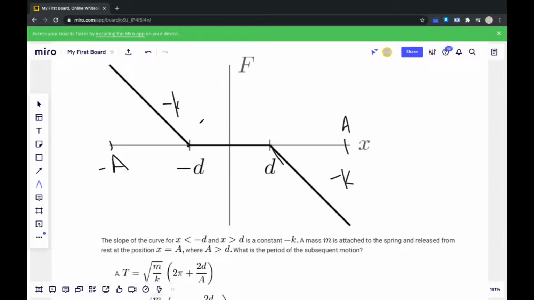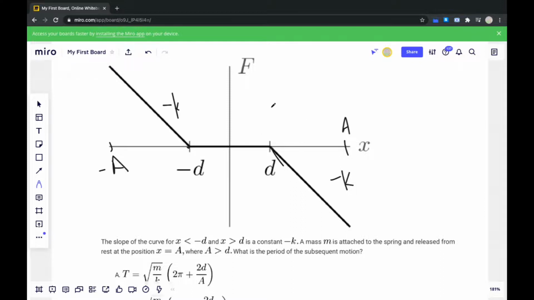So we can split this into two different parts, the diagonal parts and the straight part. Let's start out with the diagonal parts. If we look closely, this diagonal part closely represents the normal F versus x graph of a spring undergoing simple harmonic motion. It's going to be something like this, and this is exactly what we see, where the slope is negative k. So this is just going to be the normal 2 pi square root of m over k, because that's the period of a spring undergoing simple harmonic motion.